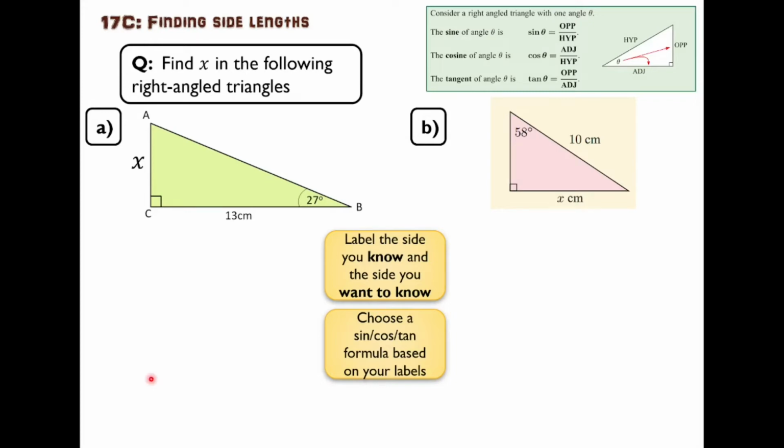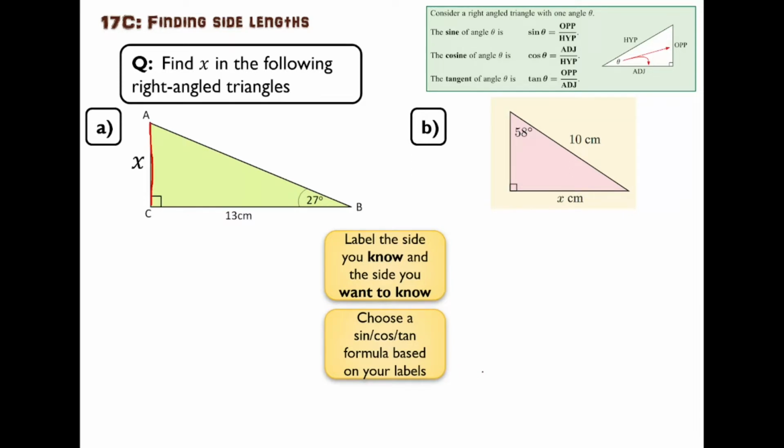How can we use trigonometry to find the lengths of sides or angles? Here, today, we're just going to be trying to find the length of one side in this triangle. Find x in the following right-angled triangles. So we want to find this length right here, the length x.